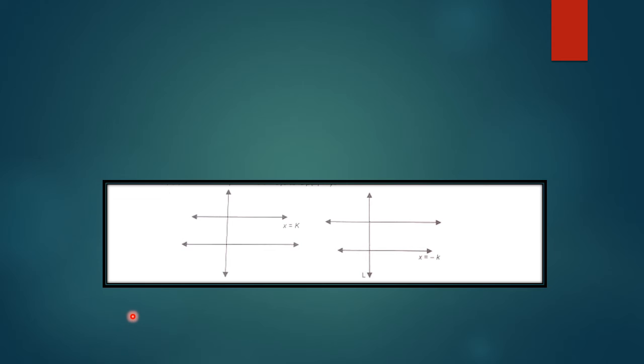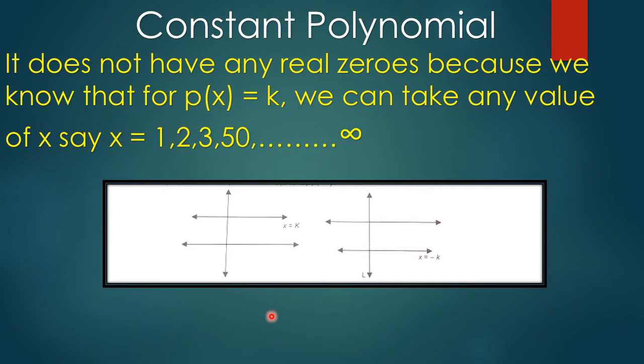Now moving to the next example. Here you can see there is neither a curve, nor a U shape, but you have a straight line and that line is not at all touching the x-axis. It is on the y-axis and it is parallel to the x-axis. So now these types are called constant polynomials.